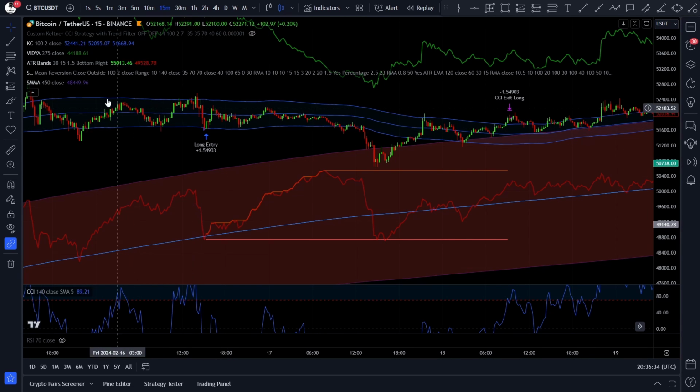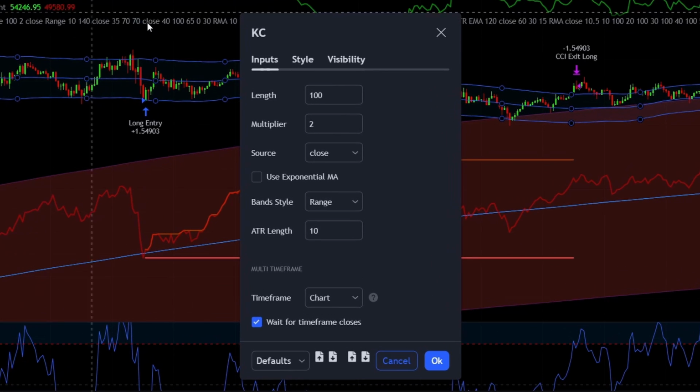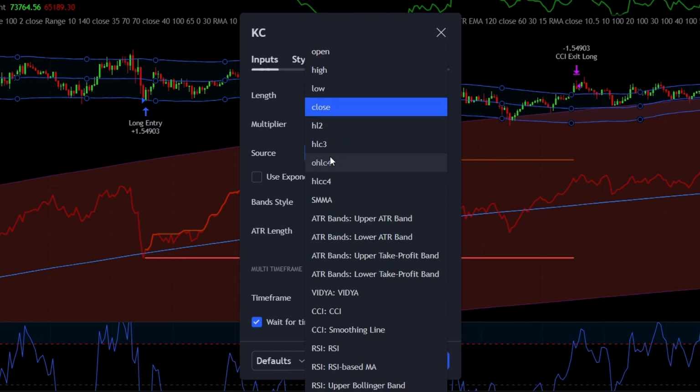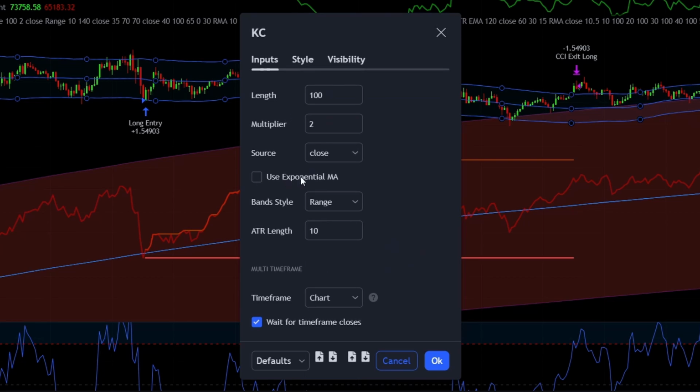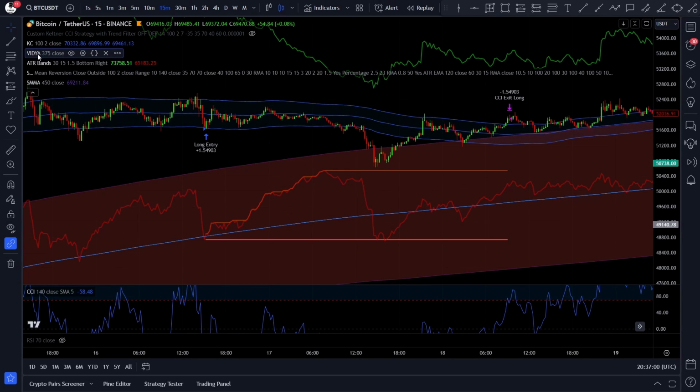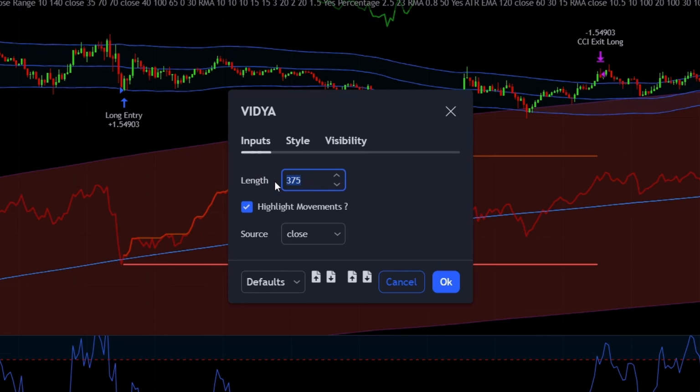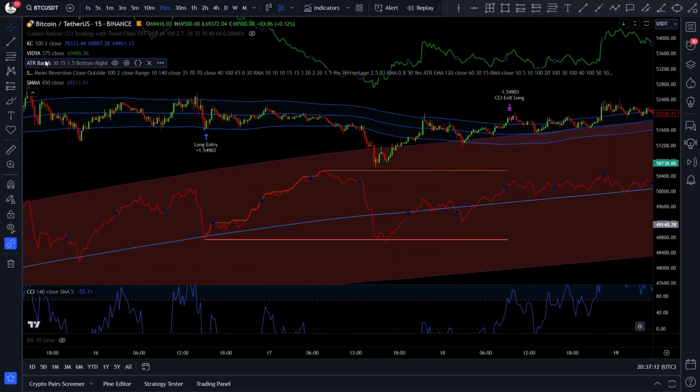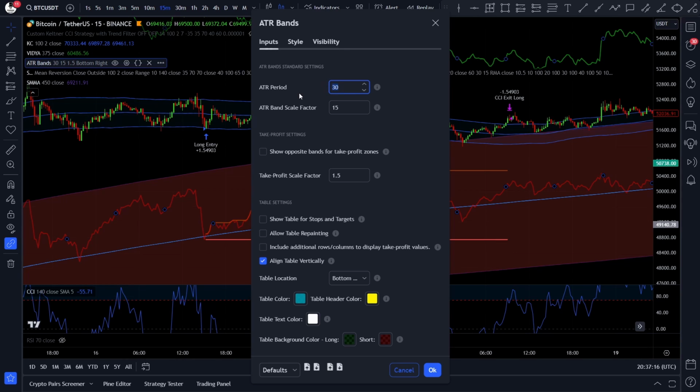settings. First, open up the Keltner channel settings, set its length to 100, the multiplier to 2, the source to close, untick the use exponential MA, change the band styles to range, and give the ATR length a 10 value. Moving on, open up the Vidya settings, set its length to 375 and its source to close. Next, the ATR bands. Set the ATR period to 30, the ATR band scale factor to 15, and that's all.